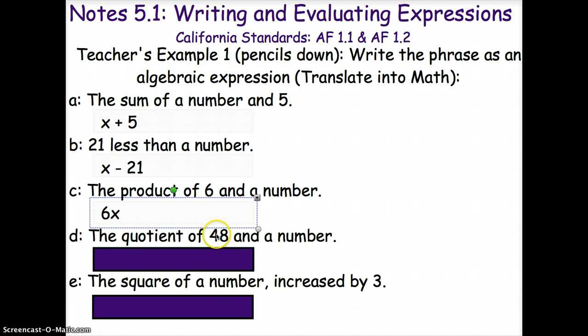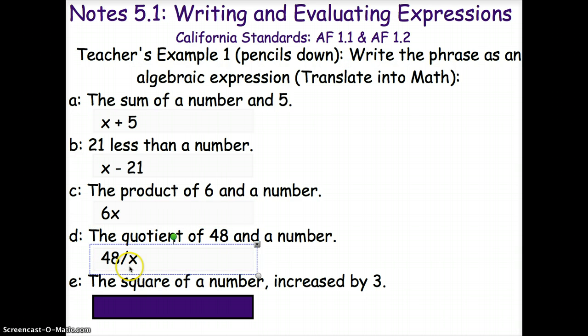Problem D, the quotient of 48 and a number. When we're working with quotient, we set that up as a division problem or as a fraction, same idea. So we have our fraction bar or division bar. 48 was first, so that's the numerator. A number was second, so our variable goes in the denominator. 48 over x.